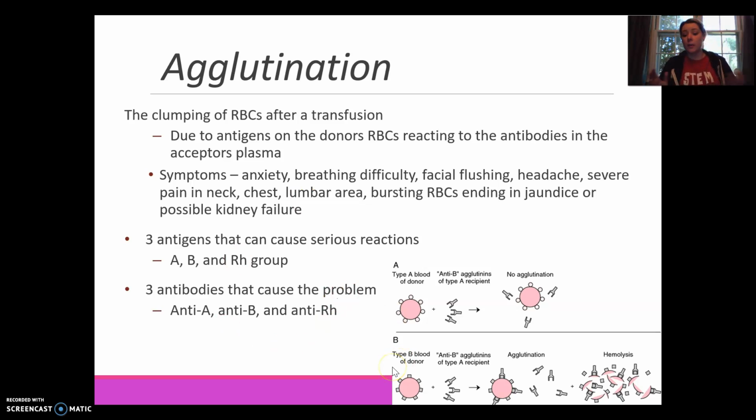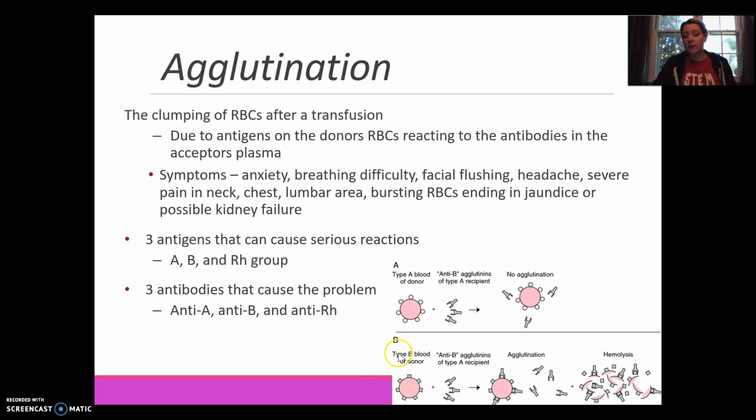All right, so the problem here is, so these little pink circles here, these are your red blood cells. So this is red blood cell A, and it has circles on it, and this is red blood cell B, and it has little squares on it. So if you have an anti-B, which is what is produced when you have an A, then that's good because these two can't stick together. Do you see this? There's no agglutination.